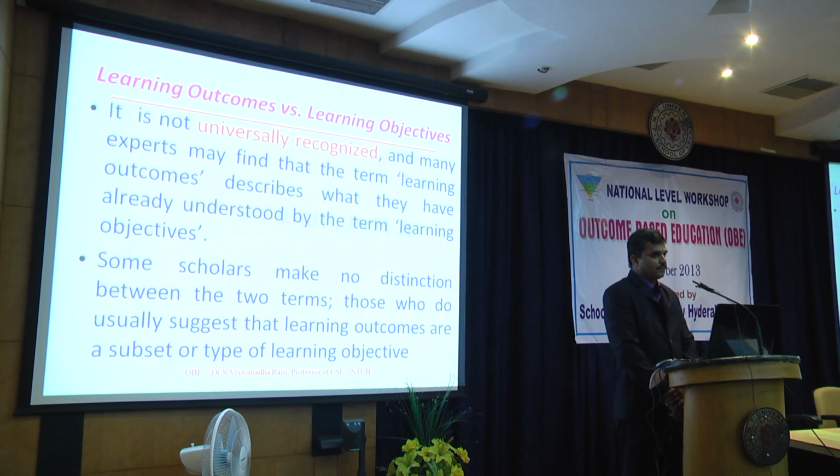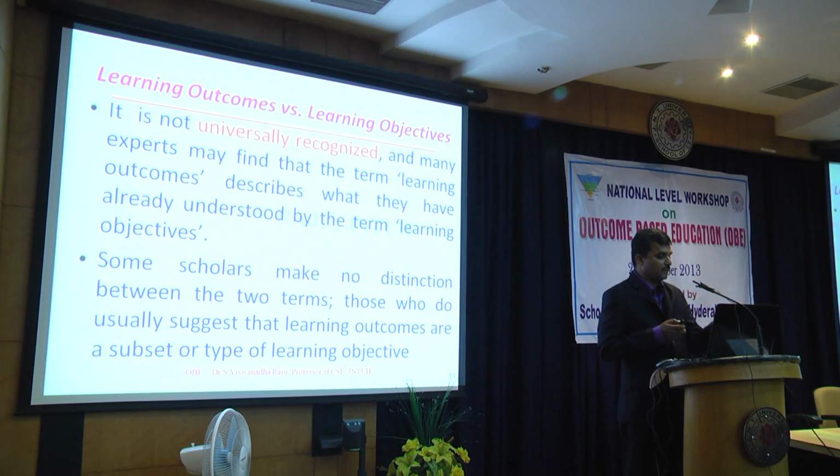You know that there are course objectives, learning objectives also. So it is not universally recognized, sir. What the people are saying, I have referred to several expert papers, and finally they concluded there was not much difference between the learning objectives and learning outcomes, only a micro difference. It is not universally recognized, and many experts may find that the term learning outcomes describes what they have already understood by the term learning objectives.